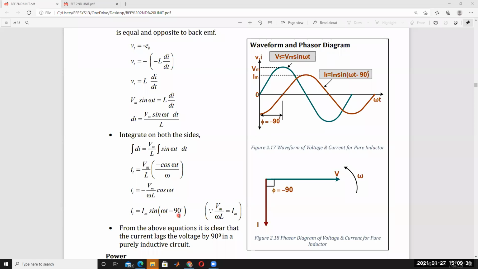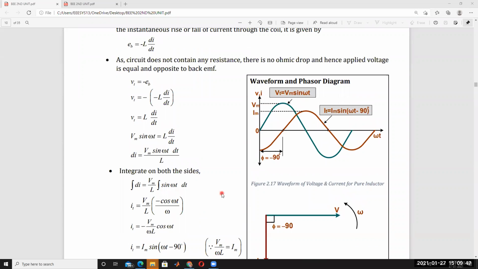Im sin omega t minus 90 degrees. Here Im is nothing but Vm by omega L. If you want to remove the minus, minus cos becomes sin omega t minus 90. Understood? Now the waveform and phasor diagram of a purely inductive circuit.